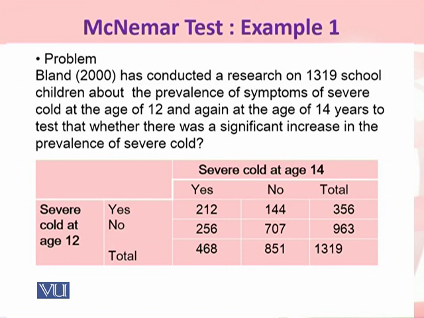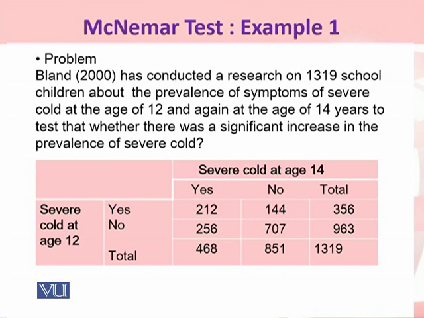Now students, for the data appearing before you, first of all we need to test whether this data is a candidate for the McNemar test. If you look at the two variables, one is severe cold at the age of 12, and for the same subjects we repeated the data, taken about severe cold at the age of 14. That means both of the data are in the form of pairs.